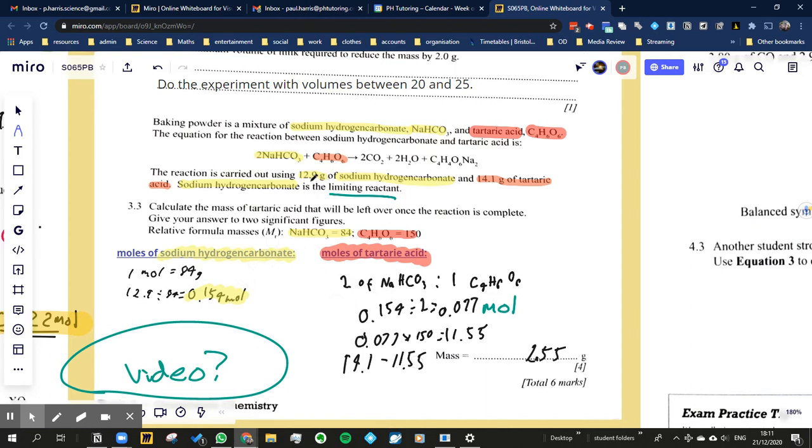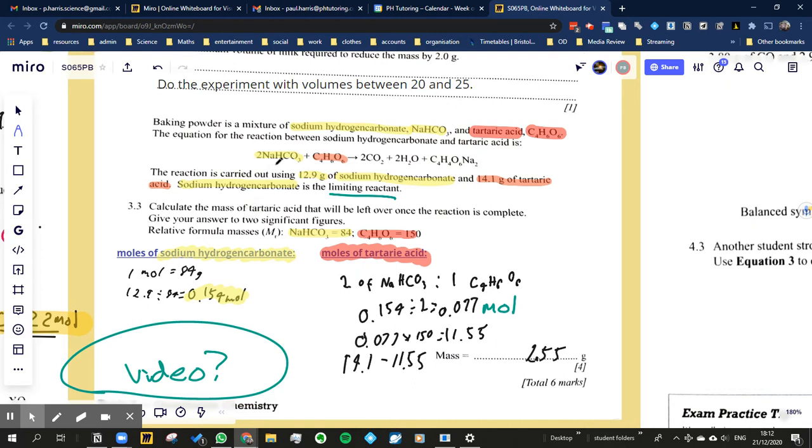The first thing, as I said, was to work out the moles of 12.9 grams of sodium hydrogen carbonate. The molar mass of sodium hydrogen carbonate is 84 grams, which means that if I had 1 mole, it would be 84 grams. So 12.9 is a fraction of 84, and that fraction would be the amount of moles. So we do 12.9 divided by 84, and that gives us the amount of moles of the sodium hydrogen carbonate. So now we've got the moles of sodium hydrogen carbonate.